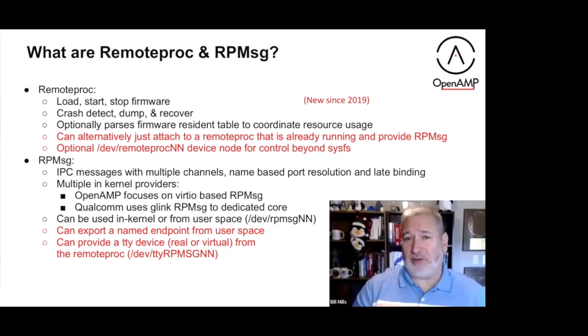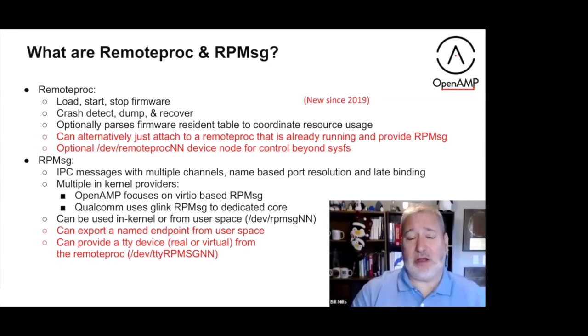There are multiple providers of RPMsg in the kernel. In OpenAMP, we focus on the VirtIO based RPMsg. Qualcomm also has its own RPMsg, and they use this to talk to their dedicated firmware like modems and sound processors and things like that. So RPMsg can be used in kernel through a kernel API, or through dev nodes that get exported to the DevFS.